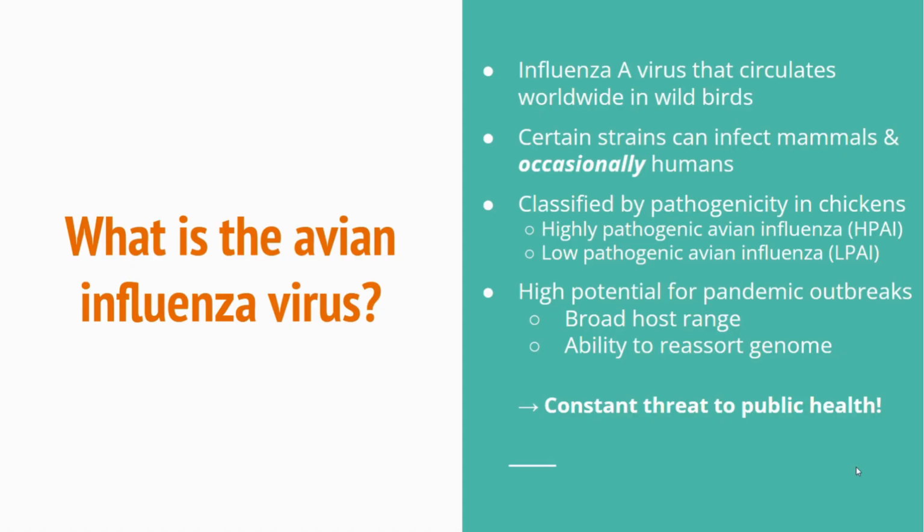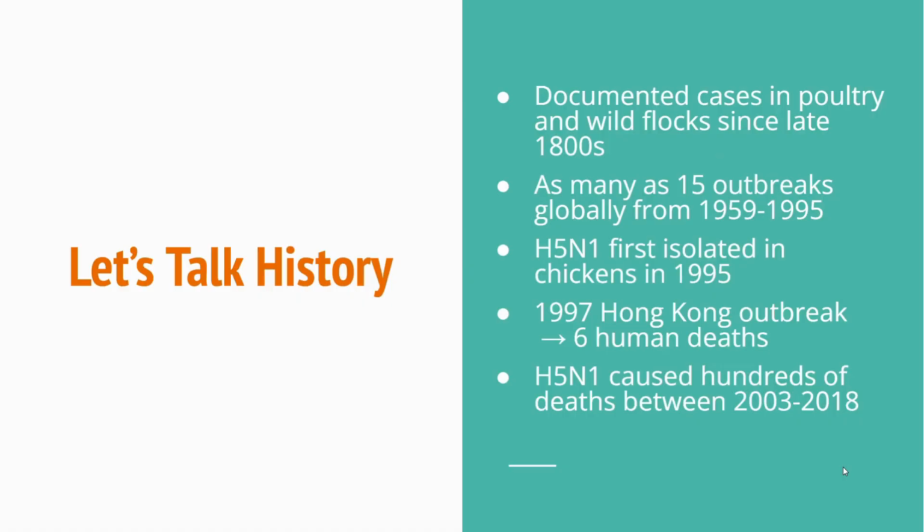It is an influenza A virus that circulates worldwide in wild birds. Certain strains can infect mammals and occasionally even humans. It's classified by pathogenicity in chickens. There are two types, the highly pathogenic avian influenza virus and the low pathogenic avian influenza virus. It has a high potential for pandemic outbreaks due to its broad host range and its ability to reassort its genome. It is a constant threat to public health.